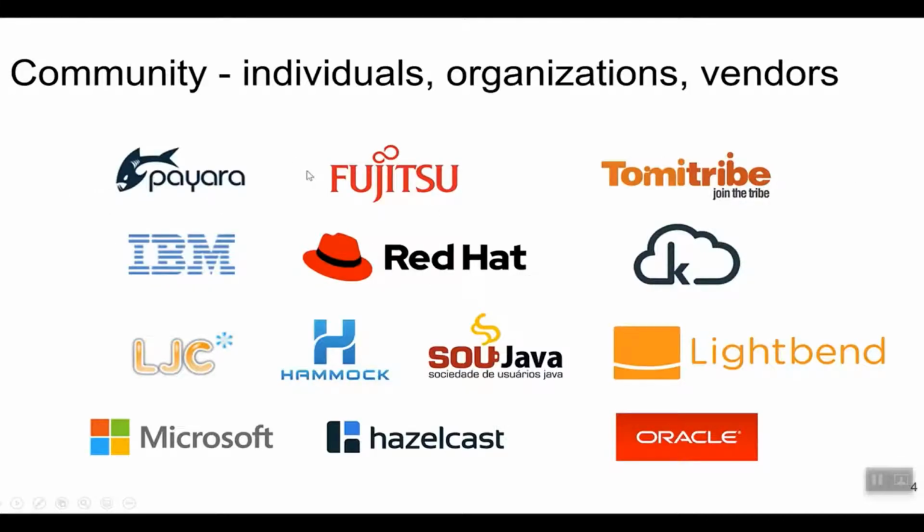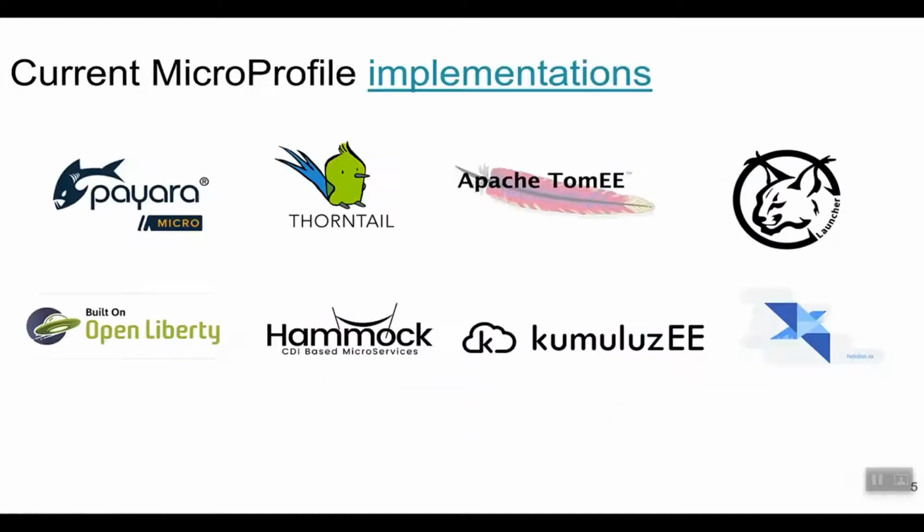Here are some of the members of the community, lots of names you probably recognize here. These are people who participate in the Eclipse MicroProfile project. And we also have several implementations. I mentioned Thorntail before. We also have several other implementations based on different vendors' products and services. And today we're going to talk about Red Hat's implementation, as I mentioned, which was Thorntail.